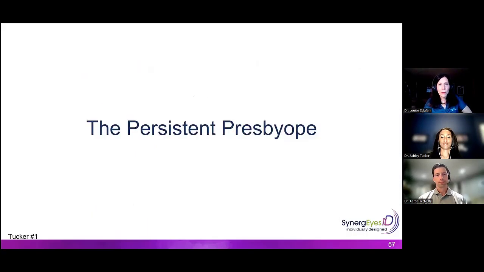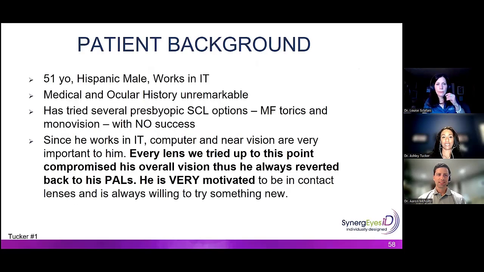Ashley, let's hear about your patient. Okay, so this one is called the persistent presbyopia. I'm sure we all have our fair share of these. So next slide, please. All right, so this was a 51-year-old Hispanic male.